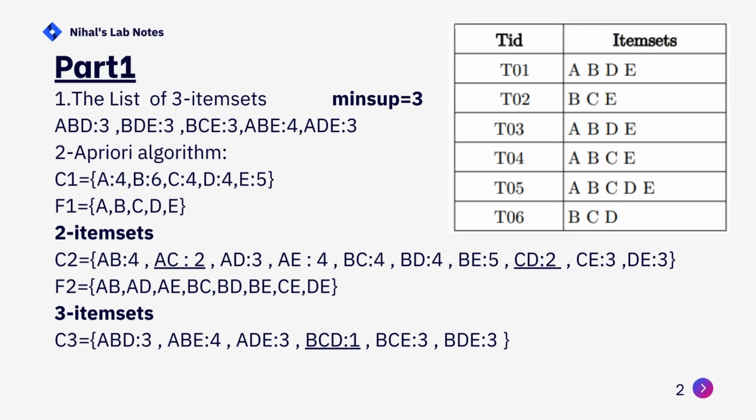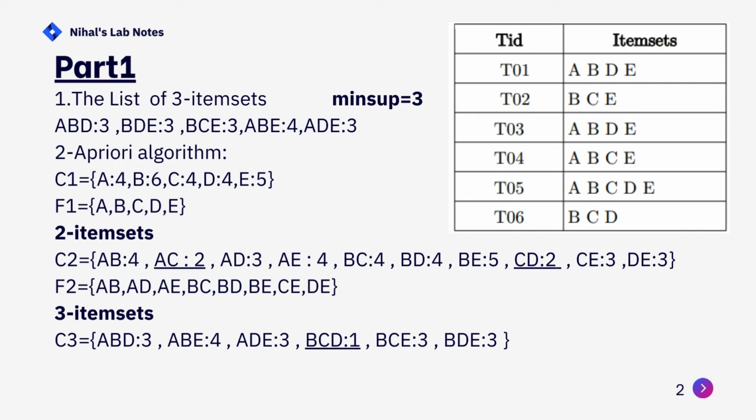For BCD, we have it just in the last transaction, 6. So their support is equal to 1. For BCE, their support is equal to 3. For BDE, their support is equal to 3 also. So now let's see. ABD has a support equal to 3. So it's equal to the minimum support. So ABD is frequent. We are going to take it.